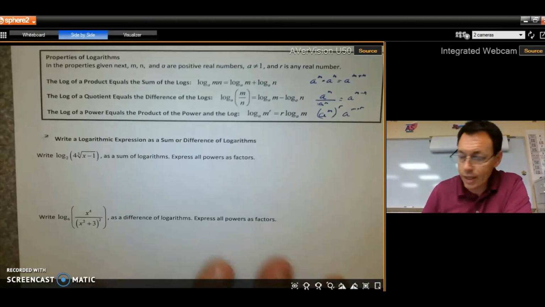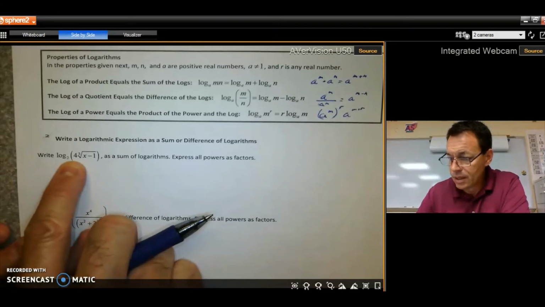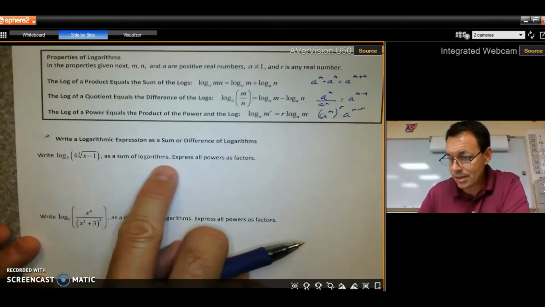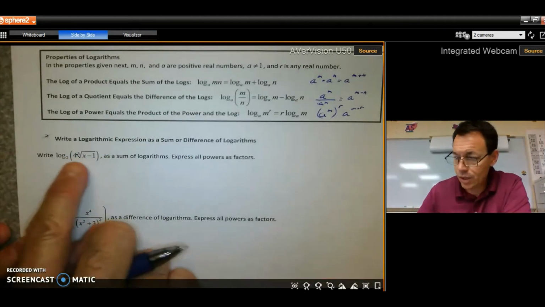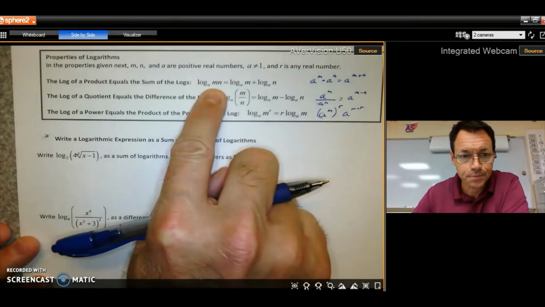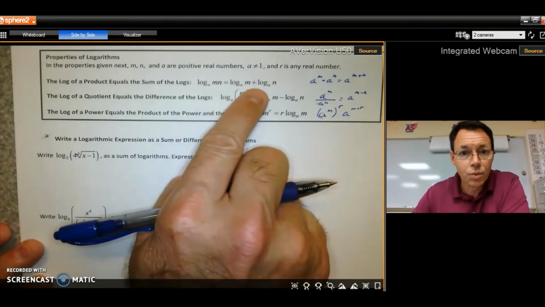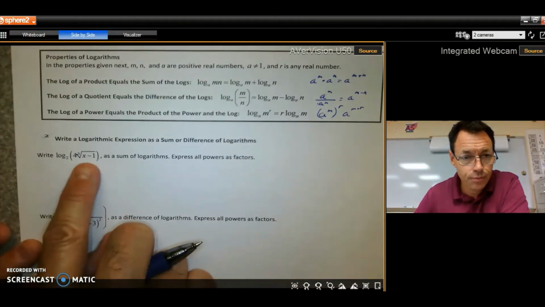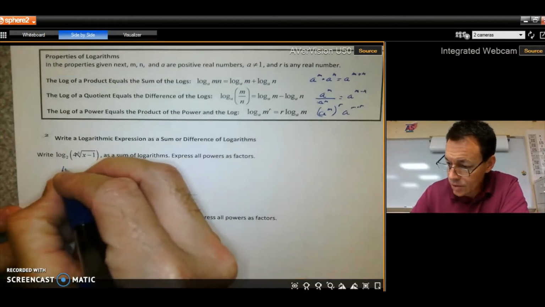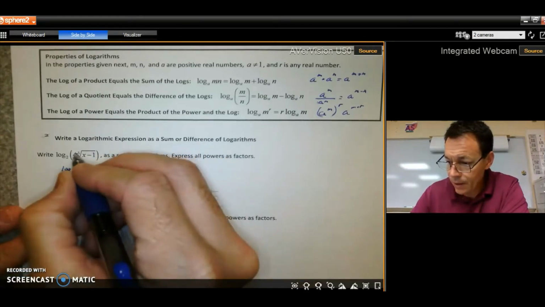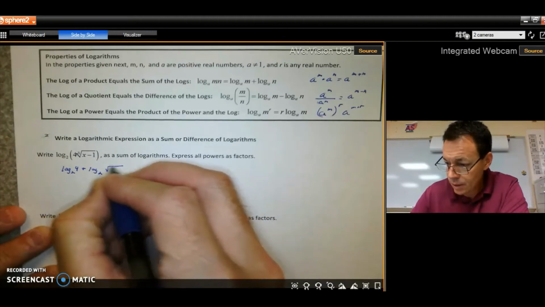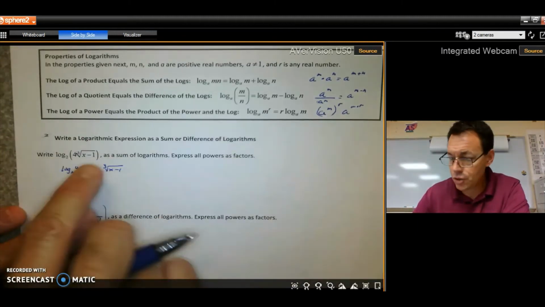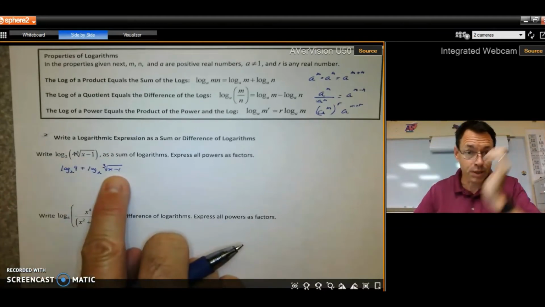So the first one says, write this problem, log base 2 of 4 times the cube root of x minus 1 as the sum of logarithms. So this is a product. 4 times something. These two things are multiplying, so we're looking at this rule right here. And we want to write it as a sum. So we're just going to take these two and split them apart. We're going to write it as the log base 2, keep your same base, of 4 plus the log base 2 of the cube root of x minus 1. We had two things multiplying each other, and now we've split them apart.